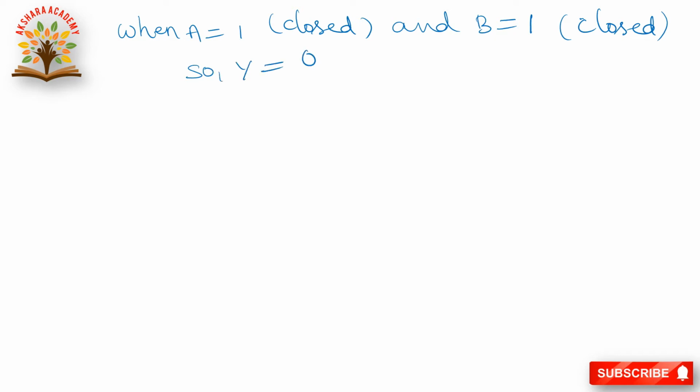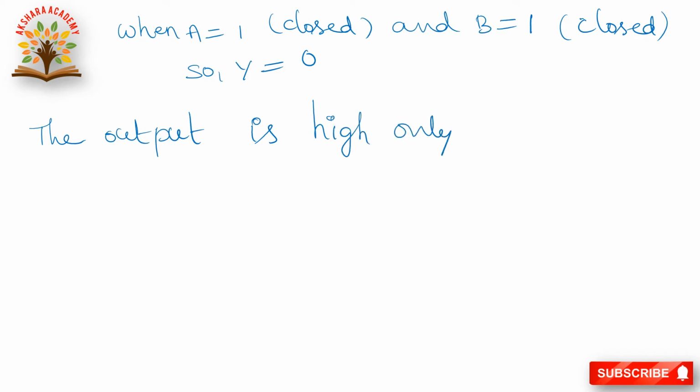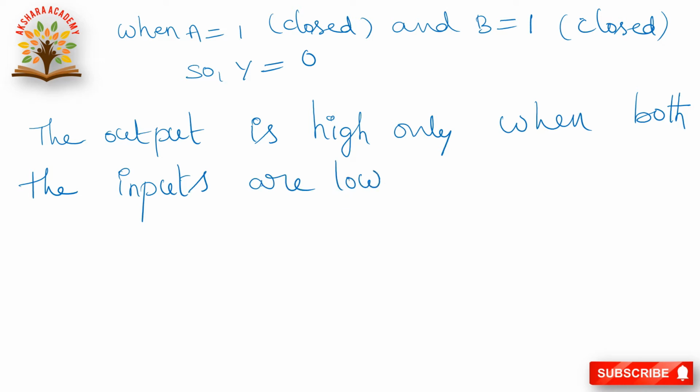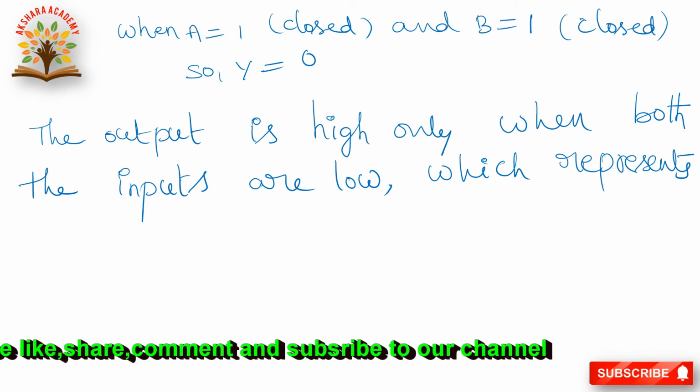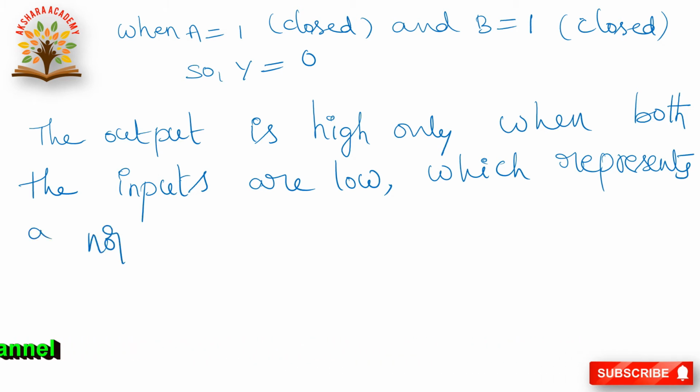The output is high only when both the inputs are low, which represents a NOR gate. Okay, the option is NOR gate.